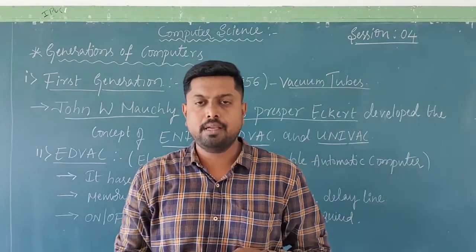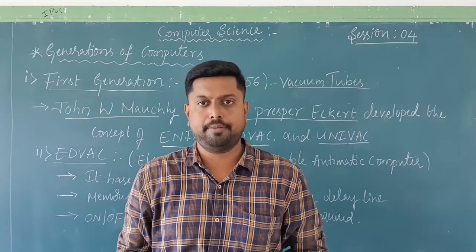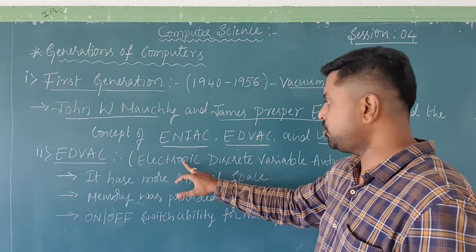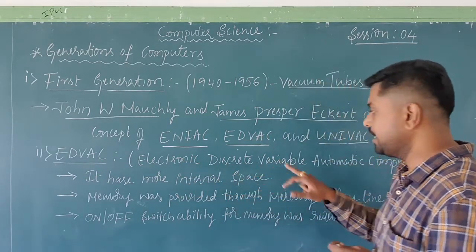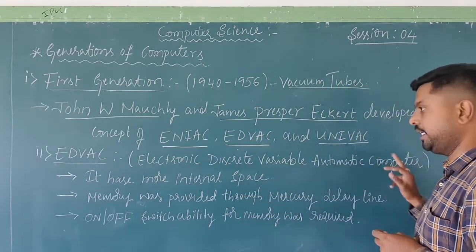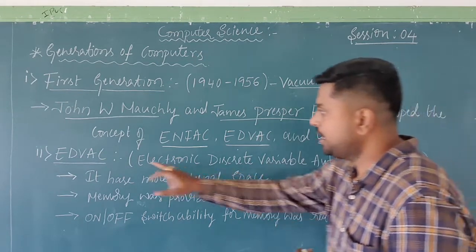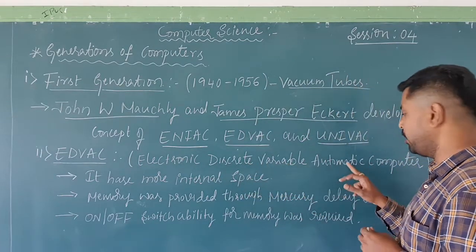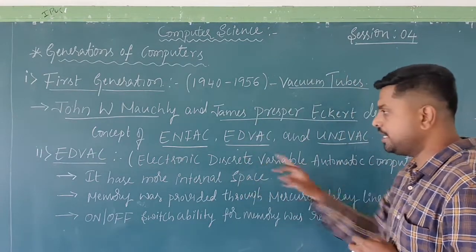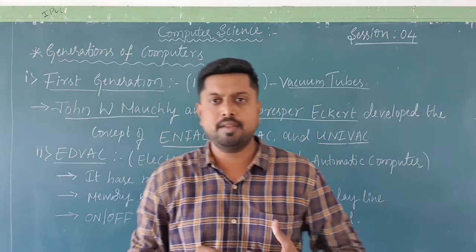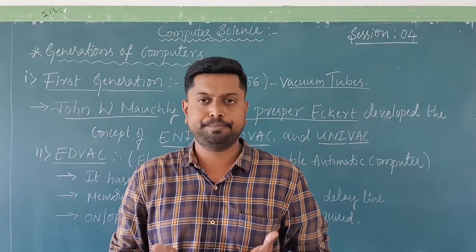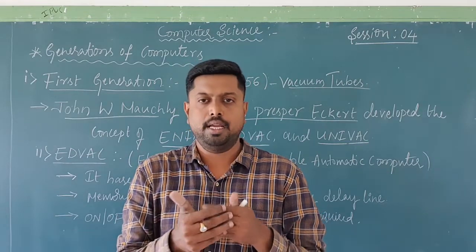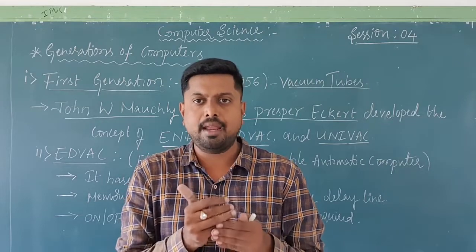So after ENIAC, the second device is EDVAC. If I want to abbreviate EDVAC, electronic discrete variable automatic computer. Once again I will repeat, EDVAC, electronic discrete variable automatic computer. So this is also a device used to store the data. Compared to the ENIAC, it is somewhat advanced. It is more advanced than ENIAC.